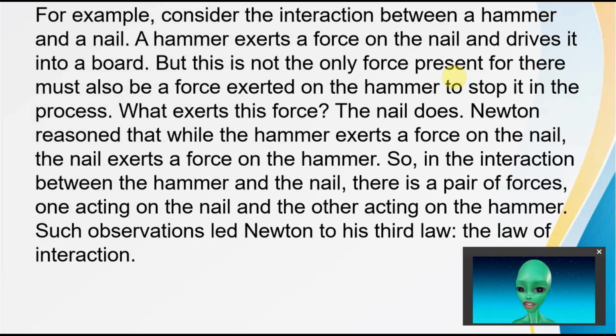But this is not the only force present, for there must also be a force exerted on the hammer to stop it in the process. What exerts this force? The nail does. Newton reasoned that while the hammer exerts a force on the nail, the nail exerts a force on the hammer. So, in the interaction between the hammer and the nail, there is a pair of forces, one acting on the nail and the other acting on the hammer. Such observations led Newton to this third law, the law of interaction.